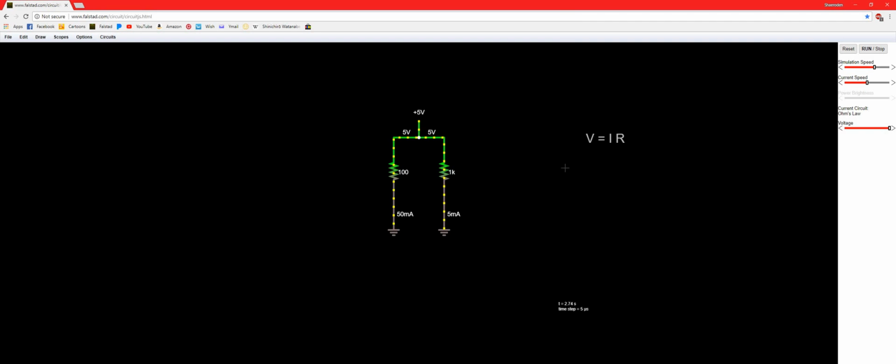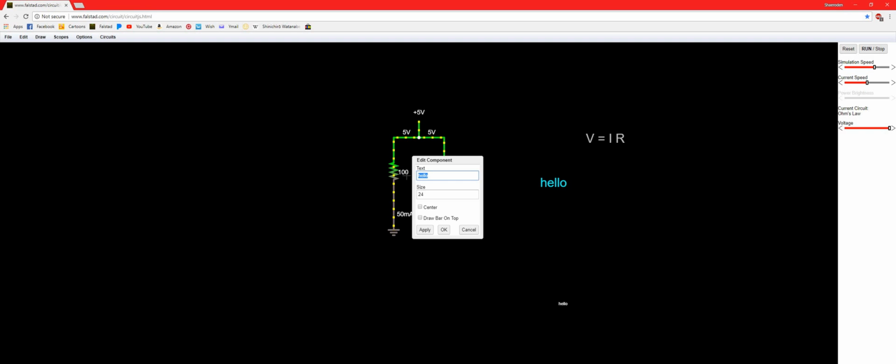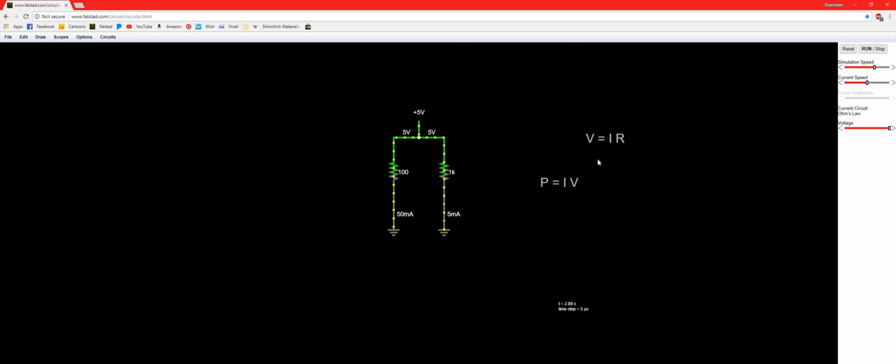The other formula that you will need to know is power equals current times voltage. P equals IV. V equals IR and P equals IV. Those are the two formulas that you need to know that will tell you all of the factors of your circuit.